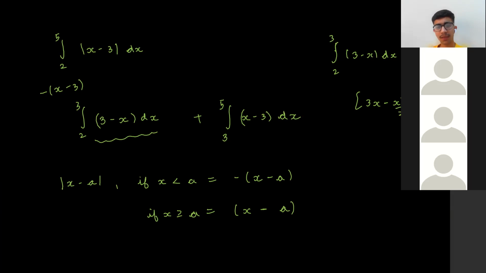Put x as 3 once, so it will be 3 times 3, which is 9, minus 9 by 2, minus this particular function at x equal to 2. So that will be 6 minus 4 by 2. So 9 minus 9 by 2, 6 minus 2 is 4, minus 4. So this will be 5 minus 9 by 2. So this comes out to be 1 by 2. Okay, got it. I'll do the next one.